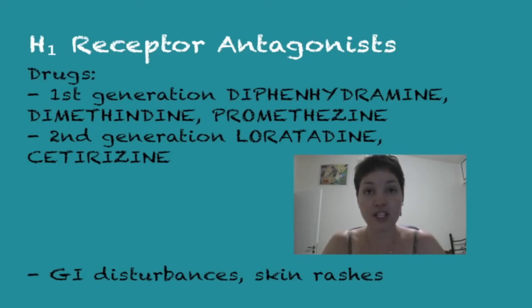So the first generation induces drowsiness. They are an atropine-like poison, and they can be addictive. They are given in oral preparations every 24 hours. The names of the drugs are as follows: diphenhydramine, dimethindine, and promethazine. The second generation has limited central nervous system actions. They are called loratadine and cetirizine. Their side effects are GI disorders, skin rashes, and other side effects that aren't really worth mentioning.